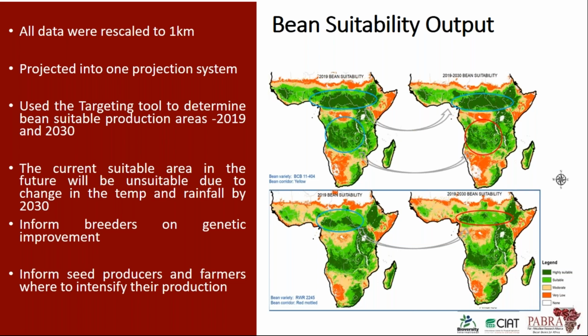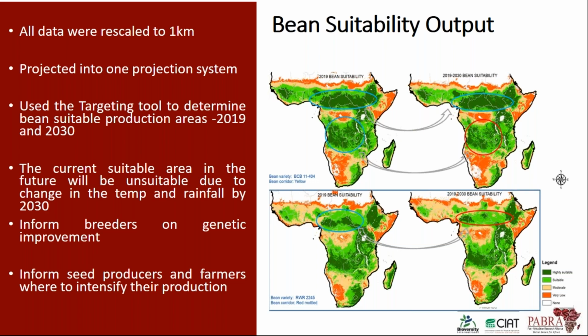By so doing, we have different sources of data that I have not put here, but I have it just in case somebody wants to know where we sourced the data. And all the data that we used, we rescaled them to 1 kilometer. And of course, we projected them into one projection system. And then we used the data targeting tool to determine bean suitable production areas.